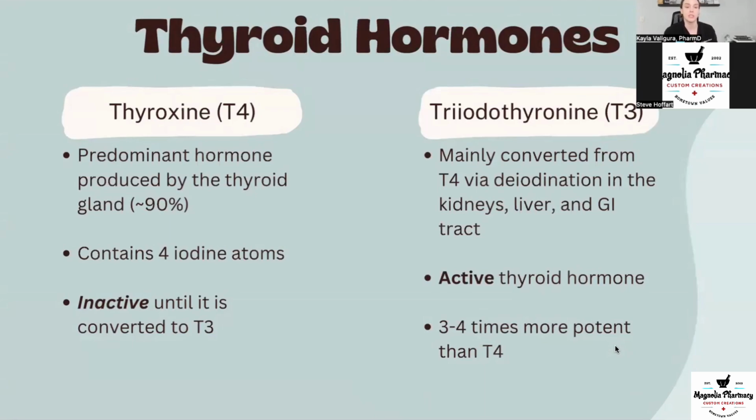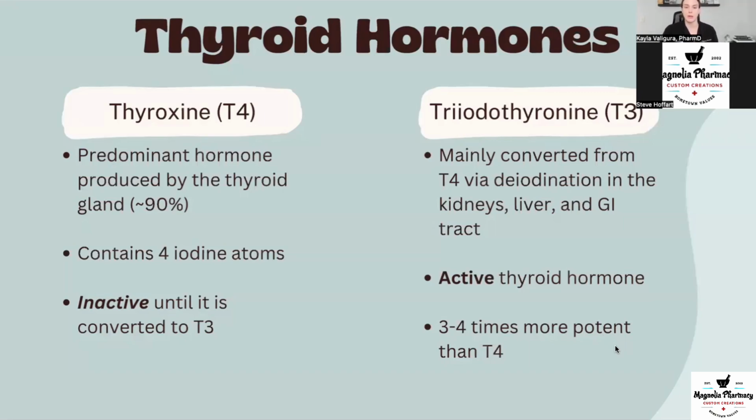So we have thyroxine or T4, and this is our predominant hormone that is produced by the thyroid gland. When the thyroid gland is secreting hormones, we're secreting mainly about 80 to 90% T4, so that inactive form. We'll look at the structural component in just a second, just for a visual, but it does contain 4 iodine atoms. And again, like I said, it is inactive until it's converted to T3. So it's kind of our storage form of our thyroid hormones.